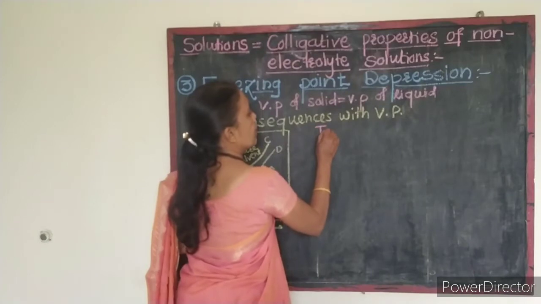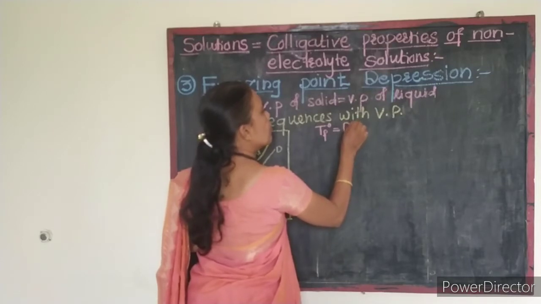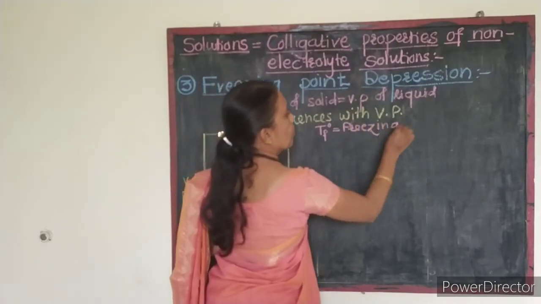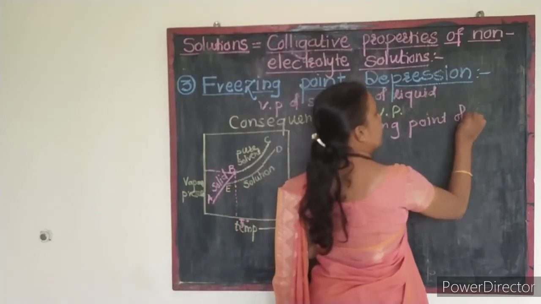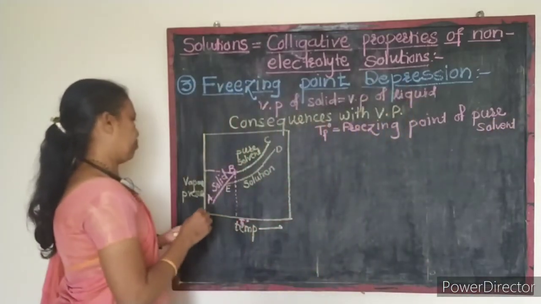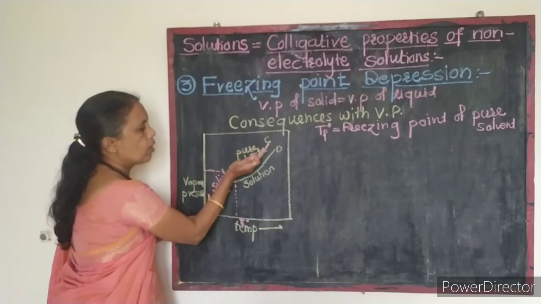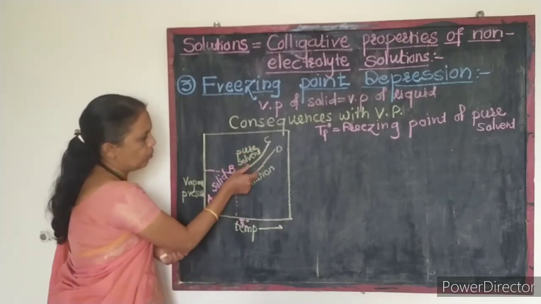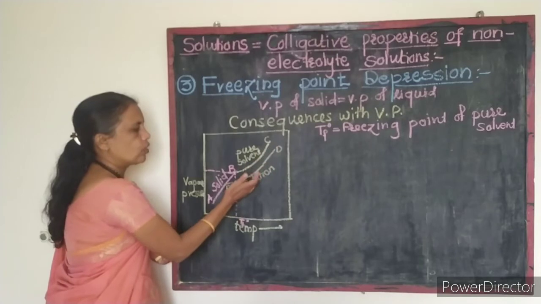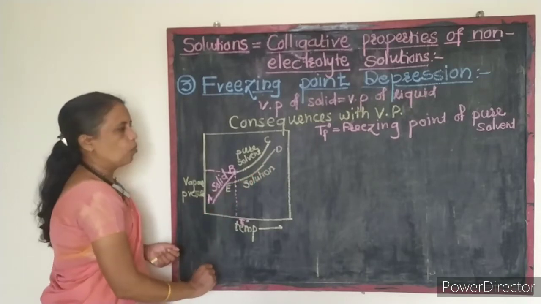We denote it: TF0 is the freezing point of pure solvent. Now consider this one. Here we get the graph of the solution, which is a little below that of the pure solvent. Why? Because there is lowering in vapor pressure, the first colligative property. When you add any non-electrolyte solute to a solvent, vapor pressure gets lower. Therefore, we get a graph like this at a lower position.